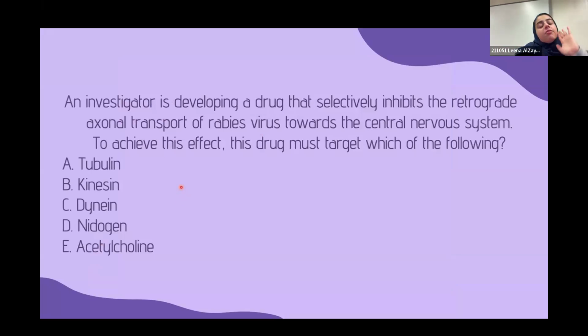Yes, okay. An investigator is developing a drug that selectively inhibits retrograde axonal transport of rabies virus towards the central nervous system. To achieve this effect, this drug must target which of the following? Okay, any other answers? Perfect. It is dynein.